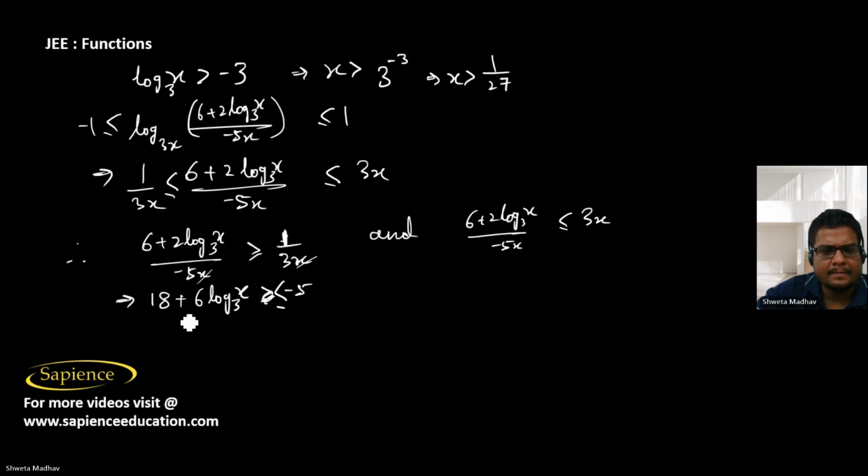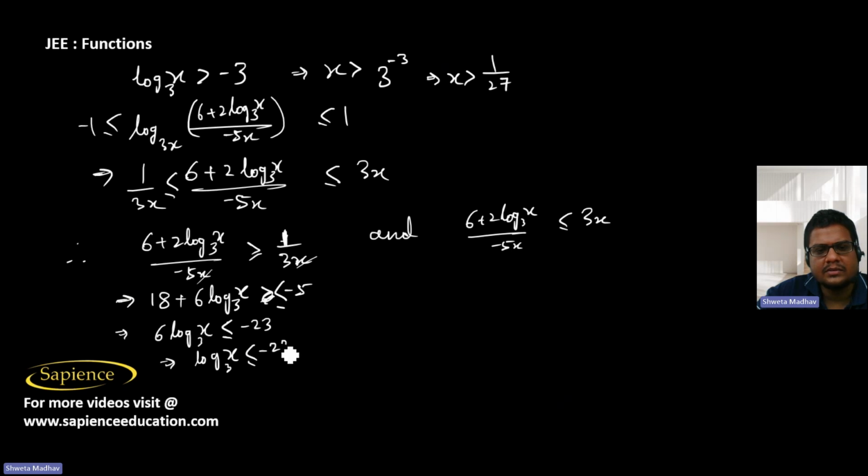So this will be 6 log x base 3 less than or equal to minus 5 minus 18, that is minus 23. So it means that log x base 3 is less than or equal to minus 23 by 6. So therefore x should be less than or equal to 3 power minus 23 by 6. And here, this is like 6 threes are 18, it is slightly less than 4. So it is less than 1 by 27 also.